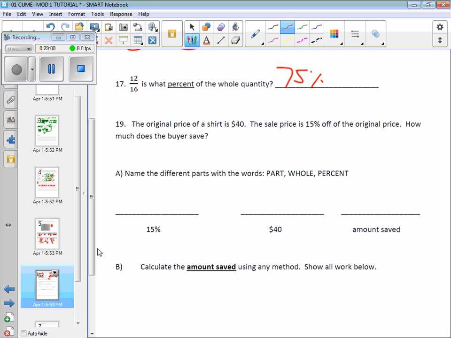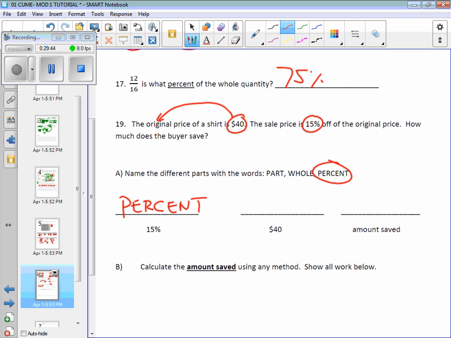19, what they want you to do for part A, after reading the word problem, is identify what's the part, what's the whole, and what's the percent. The percent should be the easiest one to do. That's the number with the percent sign. So my 15% gets the label percent. Where you have to make the critical decision is whether your 40 is representing a part or a whole. You have to read carefully and look for keywords. My keyword in this case is original price. Original is indicating that that's the whole entire amount.